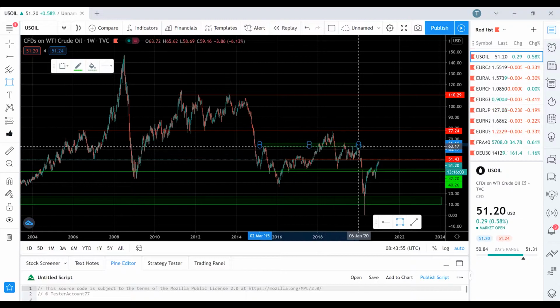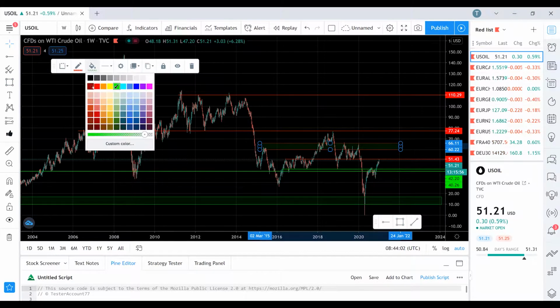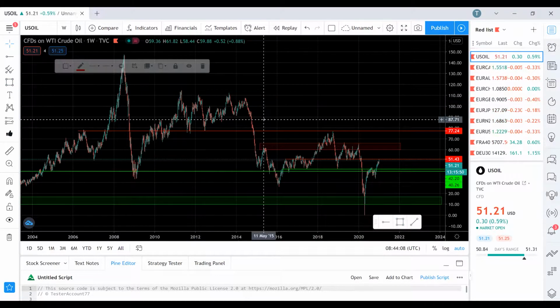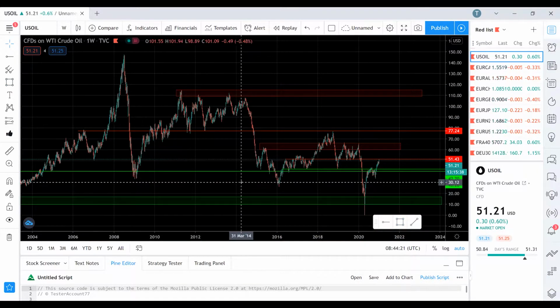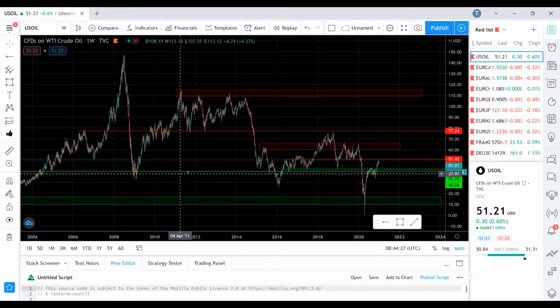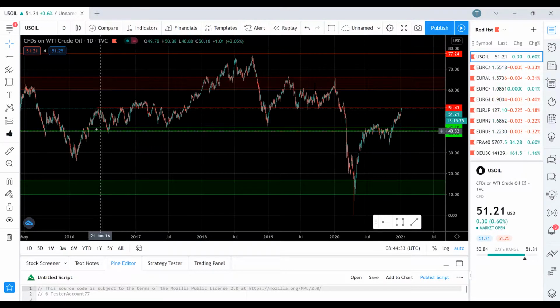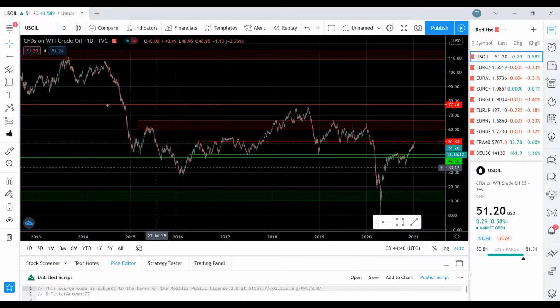When I switch to the weekly time frame, these two resistance lines are better as sell zones, and come to think of it, these two support lines that are right next to each other, they'll look better as a buy zone.